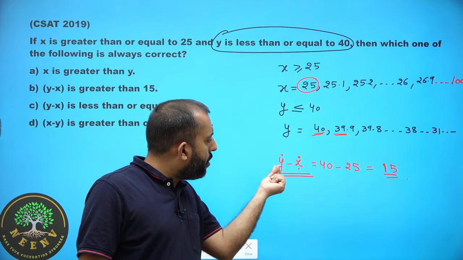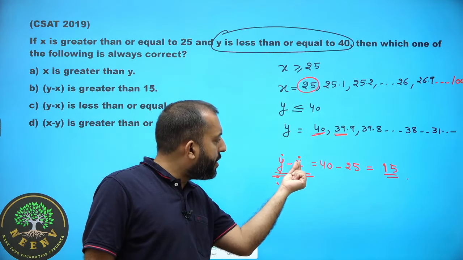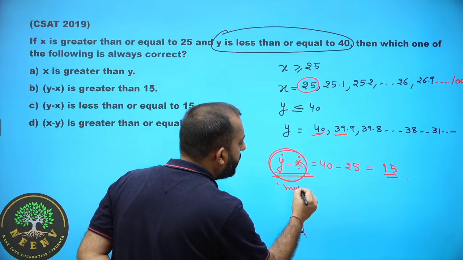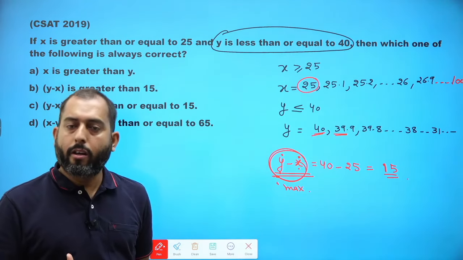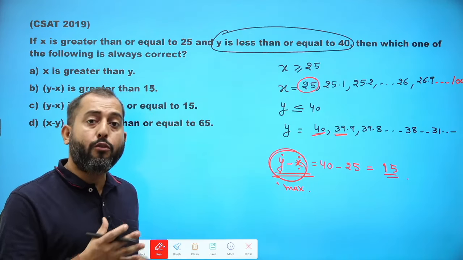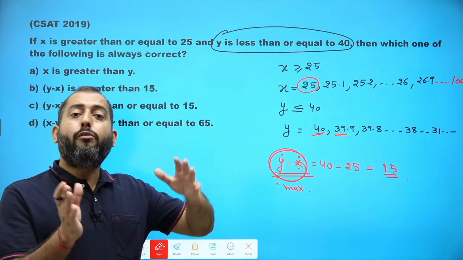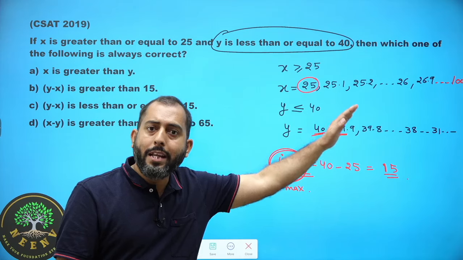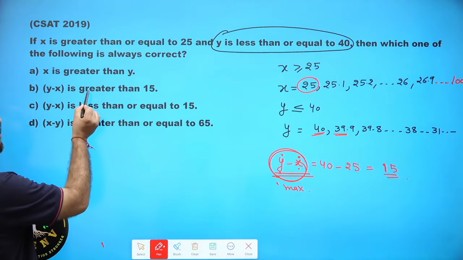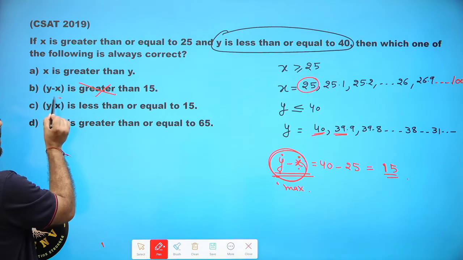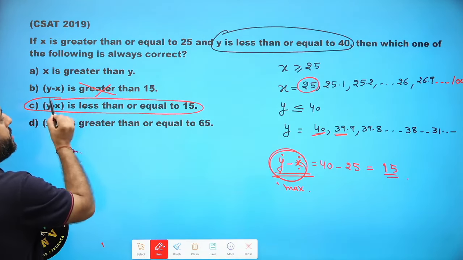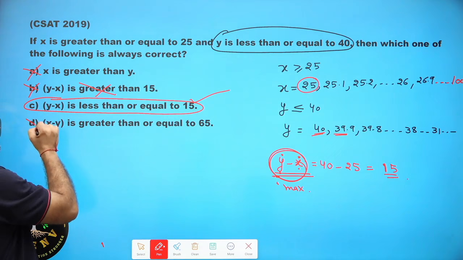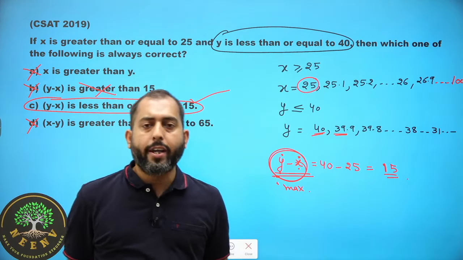The maximum value that y can take is 40. The minimum value that x can take is 25. So the maximum value of this expression is equal to 15. So 15 is the maximum value for y minus x. Meaning, for all other possibilities, the value of y minus x will be less than 15. So over here it is written greater than, hence discarded. In this case, less than is written, hence true. So out of the 4 given options, C is the right choice.